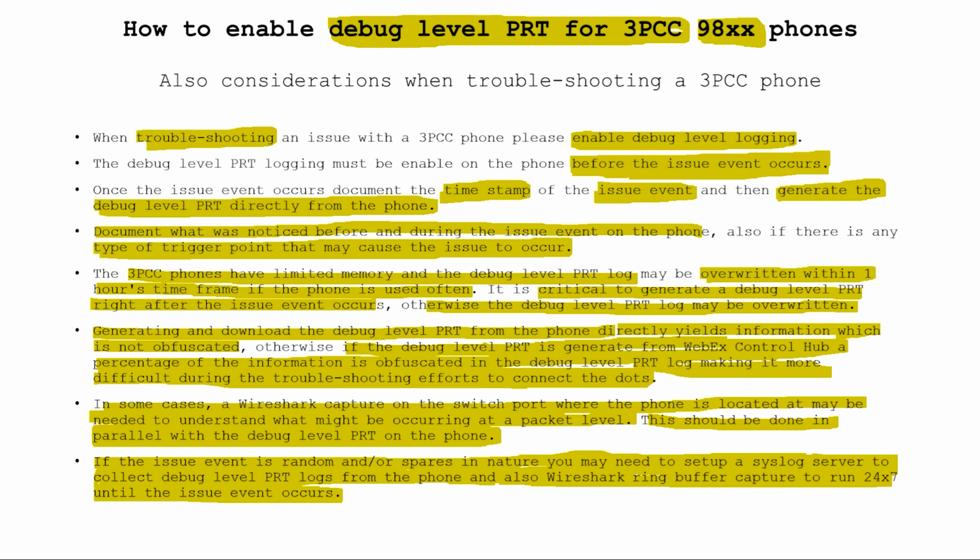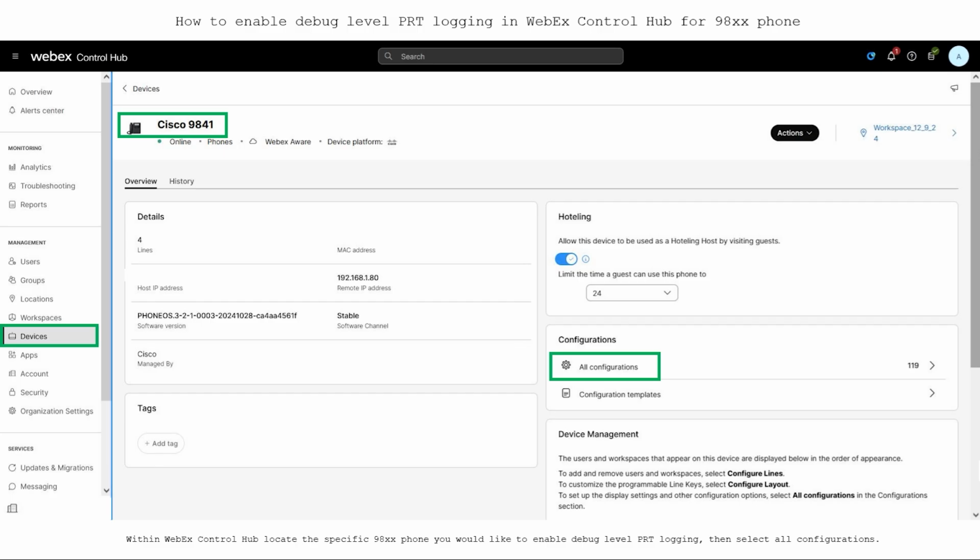This video will specifically focus on the debug level enabling on the 9800 series phones, which are registered to WebEx Calling. So what we're going to do is go to our WebEx Control Hub, and go to Devices. We're going to find the specific 9800 series phone within Devices that we're trying to troubleshoot.